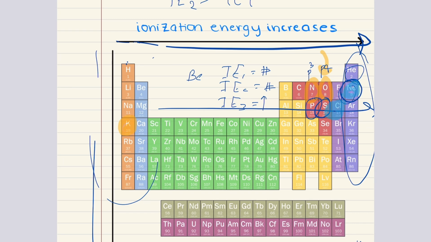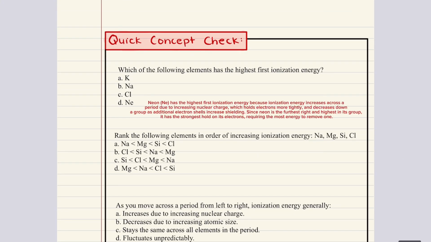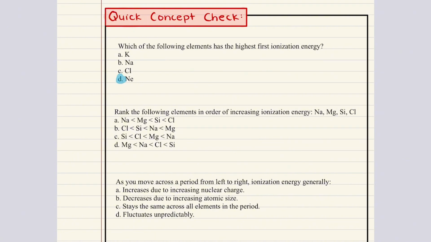Now, ionization energy increases across a period and it decreases down a group. This is due to increasing nuclear charge and electron shielding effects. Noble gases have the highest ionization energy in their respective periods because they have a stable full octet that strongly resists electron removal. So among the choices here, neon is going to have that highest first ionization energy because it is a noble gas with a complete valence shell. So the correct answer here is D.